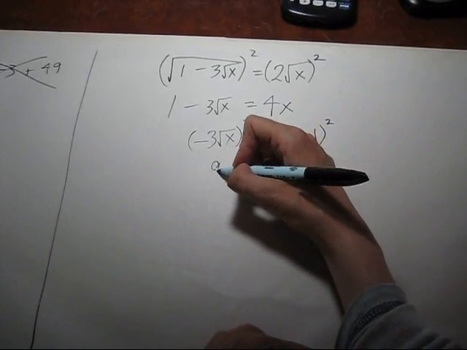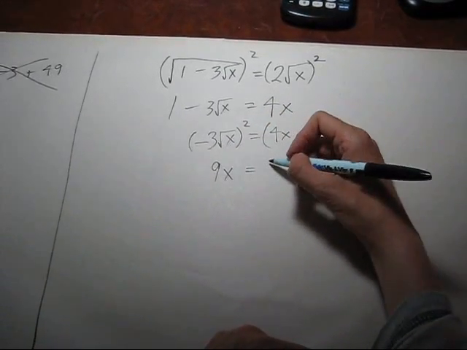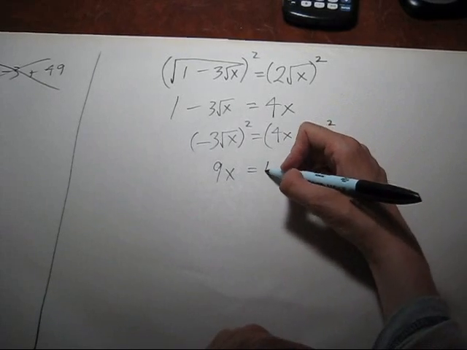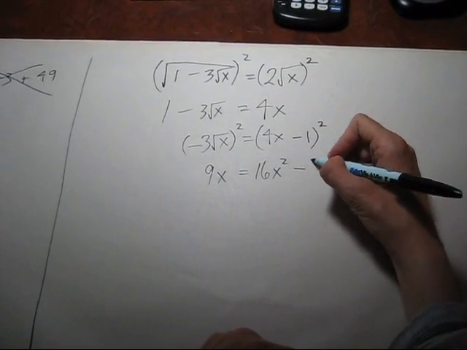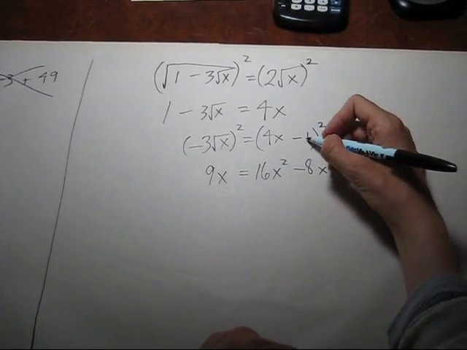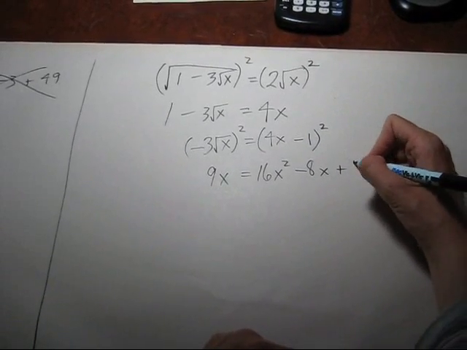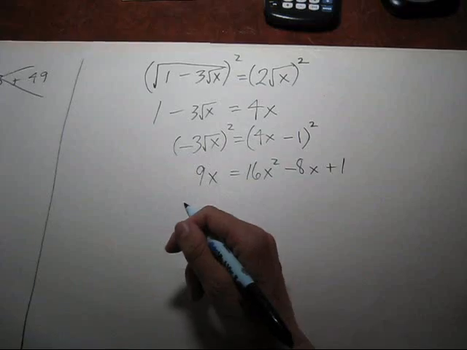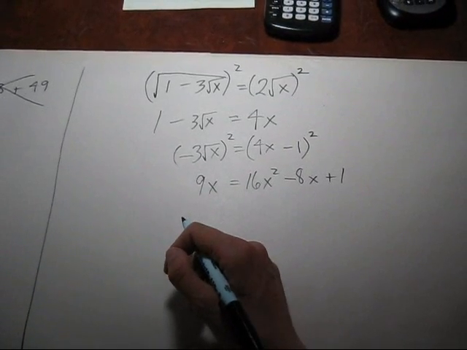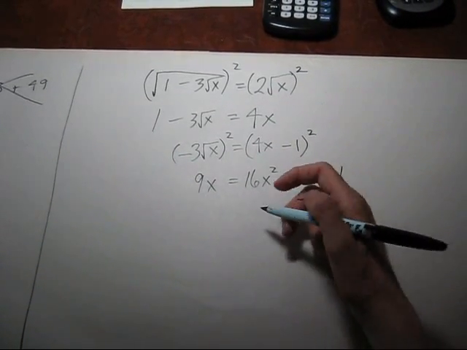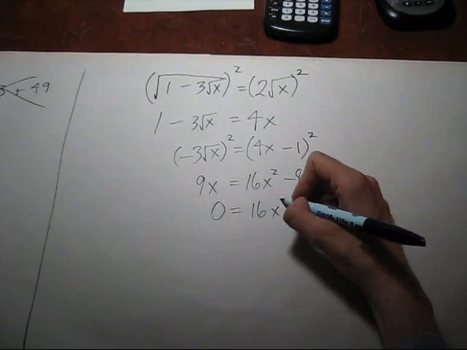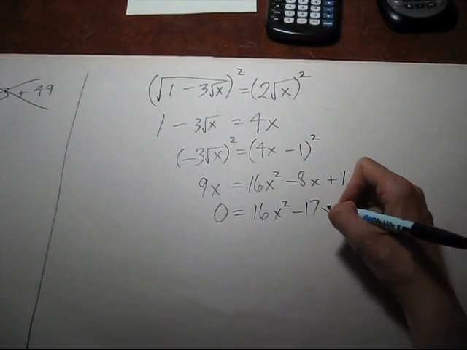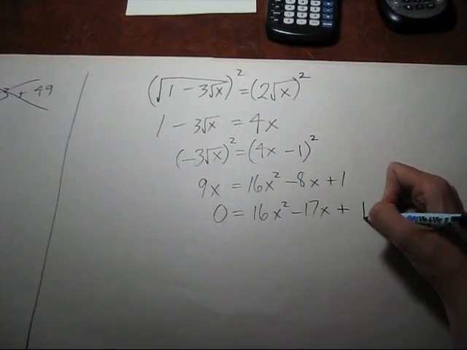Okay, so we'll get 9x equals a perfect square. Remember, we square the first term, double the first times the second, so negative 8x, plus the last term squared, which is just 1. Okay, we've got a quadratic equation. The strategy for those is to get one side to 0. So we're going to have 16x squared minus 17x plus 1.